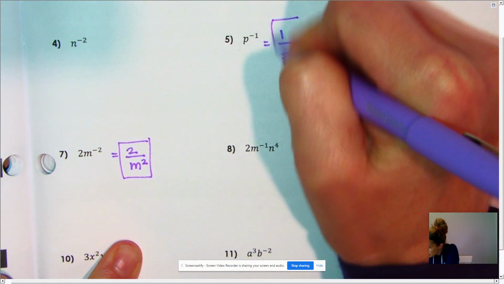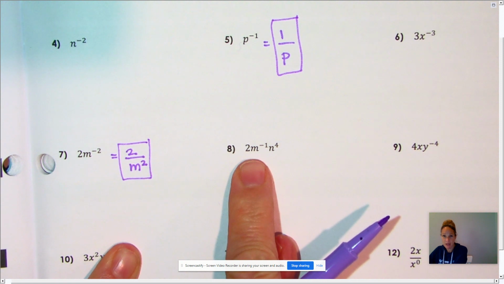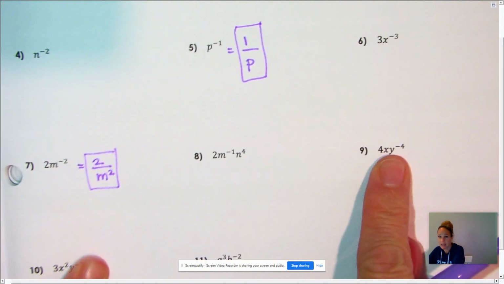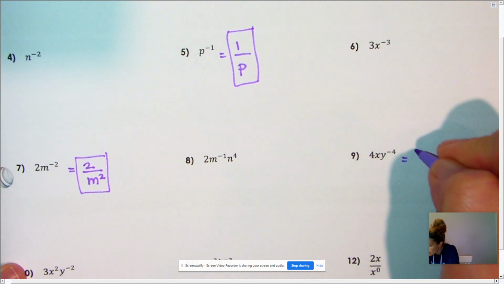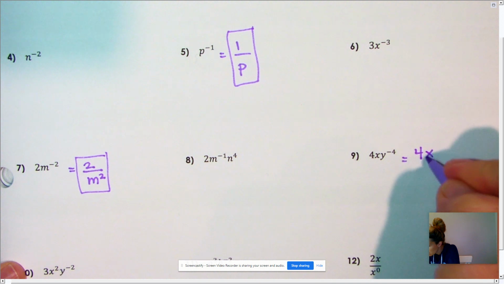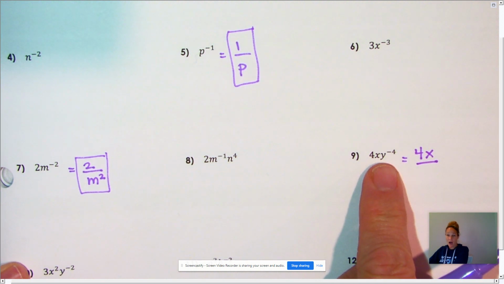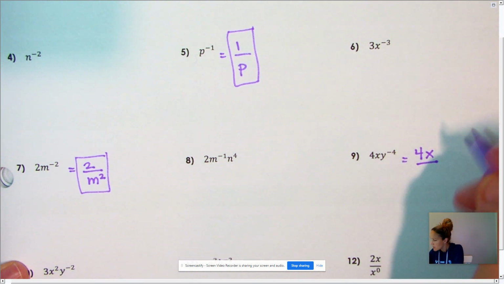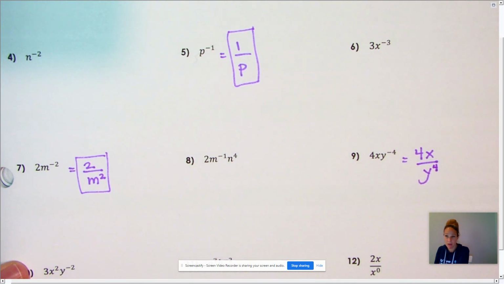Oh, I didn't box the last couple of those. My bad. Okay, we're going to skip number 8, but it's pretty similar to number 9. So that 4 is happy, so it's going to stay where it is. The x is happy, so it's going to stay where it is. The only thing moving down to the bottom is the y, because it has a negative exponent. So y is now positive because we've moved it to the bottom.